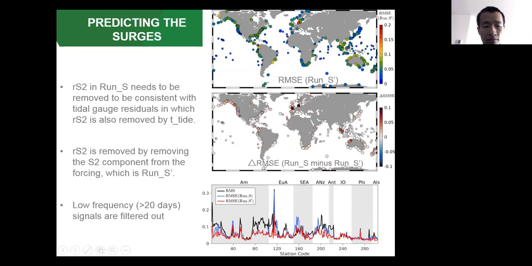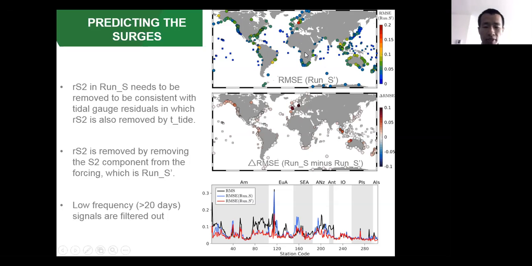Next, for surges. To evaluate the model skill in surges, we need to remove the radiational S2 tides in run S to be consistent with tidal gauge residuals, because in the tidal gauge residuals, the S2 is also removed by T_Tide. For this purpose, we remove RS2 by removing the S2 component from the forcing, which is run S prime. And the RMSE in this run is shown in the top panel.